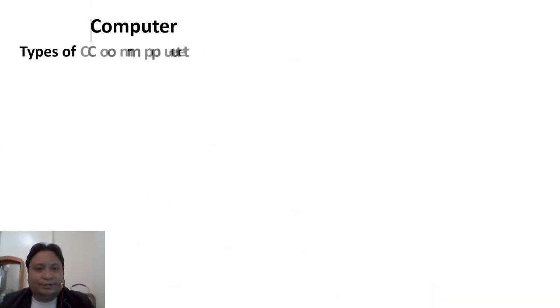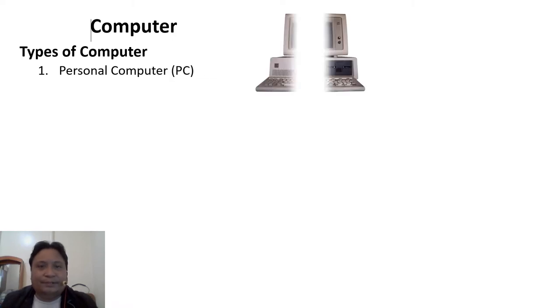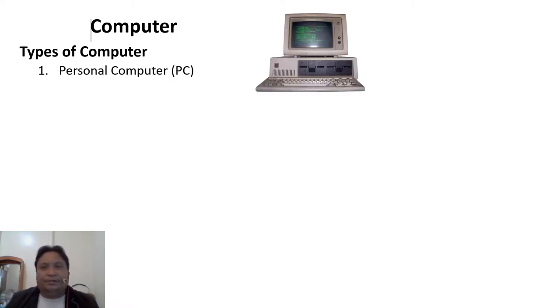Okay, so let's go over now to the types of computer. The first type is the personal computer, the PC. It's a multi-purpose computer whose size, capabilities, and price make it feasible for individual use. Personal computers are intended to be operated directly by an end user rather than by a computer expert or technician.